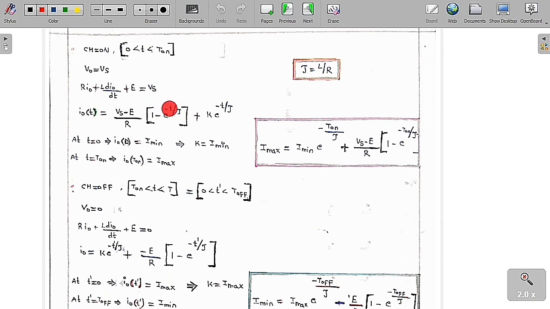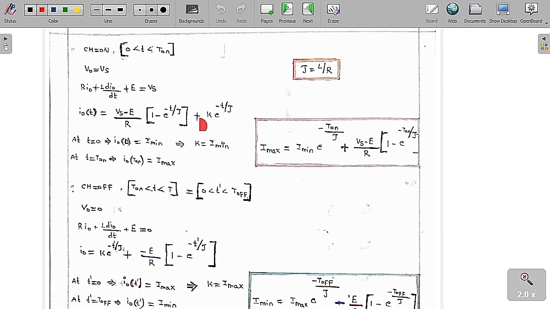So V naught of T is equal to I naught of T into R plus L into D I naught of T by dt plus E. Because in this time the output voltage is equal to Vs. So we are going to get this expression. The time constant of the circuit is nothing but tau is equal to L by R. So this is a first order differential equation. So you are going to get basically the complementary solution and also the particular integral solution.